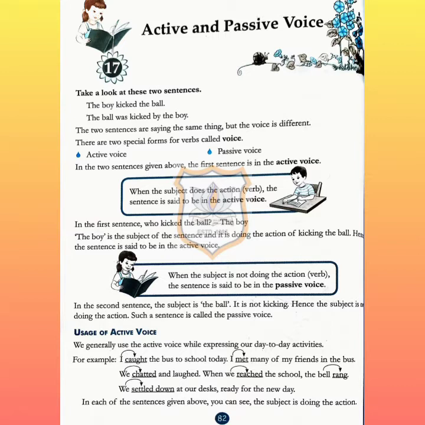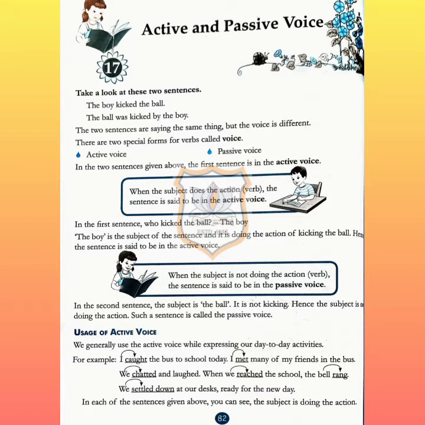The boy kicked the ball. In the first sentence you can see the boy kicked the ball, and the ball was kicked by the boy. So there are two special forms of verbs called voice, and that is known as active voice and passive voice. In the two sentences given above, the first sentence is in the active voice. So here you can say the first sentence, the boy kicked the ball. When the subject does the action, the sentence is said to be in the active voice.